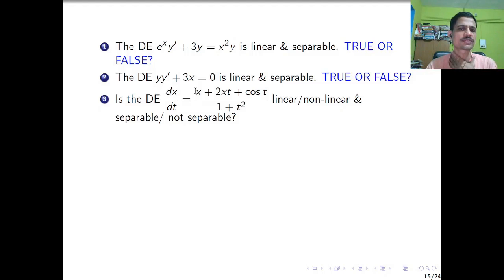The next question is the differential equation dx by dt is equal to, in the numerator, x plus 2xt plus cos t, divided by 1 plus t square. Is it linear or non-linear, and separable or not separable? You can pause the video and try to answer this question.